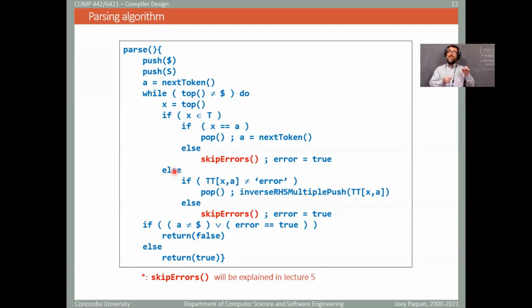So you're going to replace this non-terminal that is now on the stack by its right-hand side. Because it is a stack, it's basically last in, first out, then you have to push the symbols in the right-hand side in reverse order. That's essentially what this is saying here. So you peek into the table at coordinates x, which is top of the stack, and then a, which is the next token. If it is not an error, then you remove this non-terminal from the stack and you replace it by the right-hand side of the rule that you will find in the table.